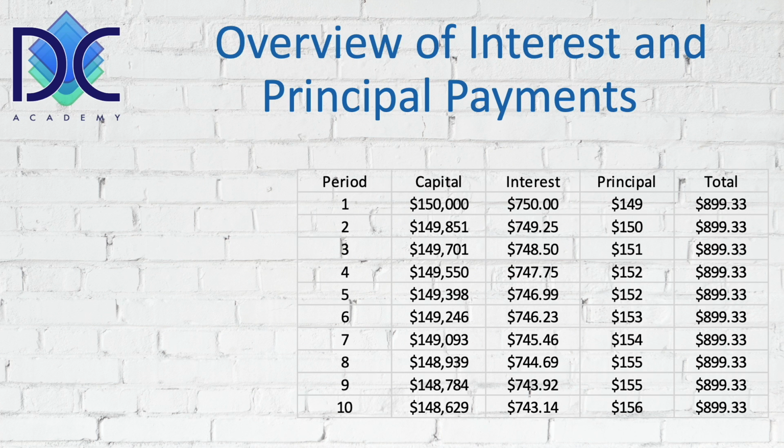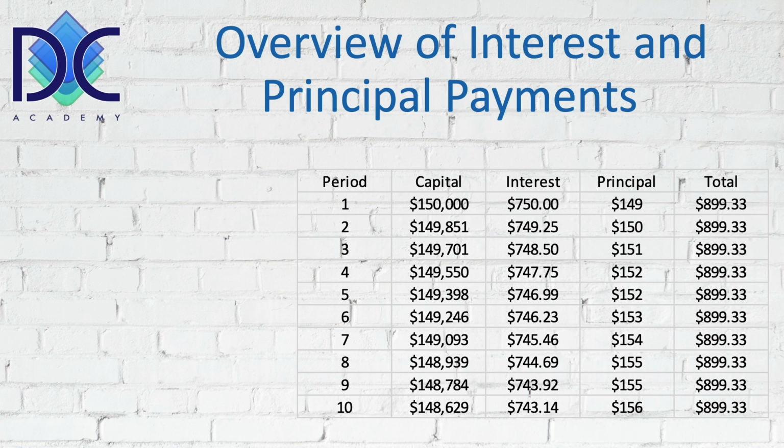Basically, the initial capital, the 150,000, is reduced from 150,000 to 149,851, which is the difference of the $149. And we see that the interest for the second period reduces, but the principal amount is increasing.